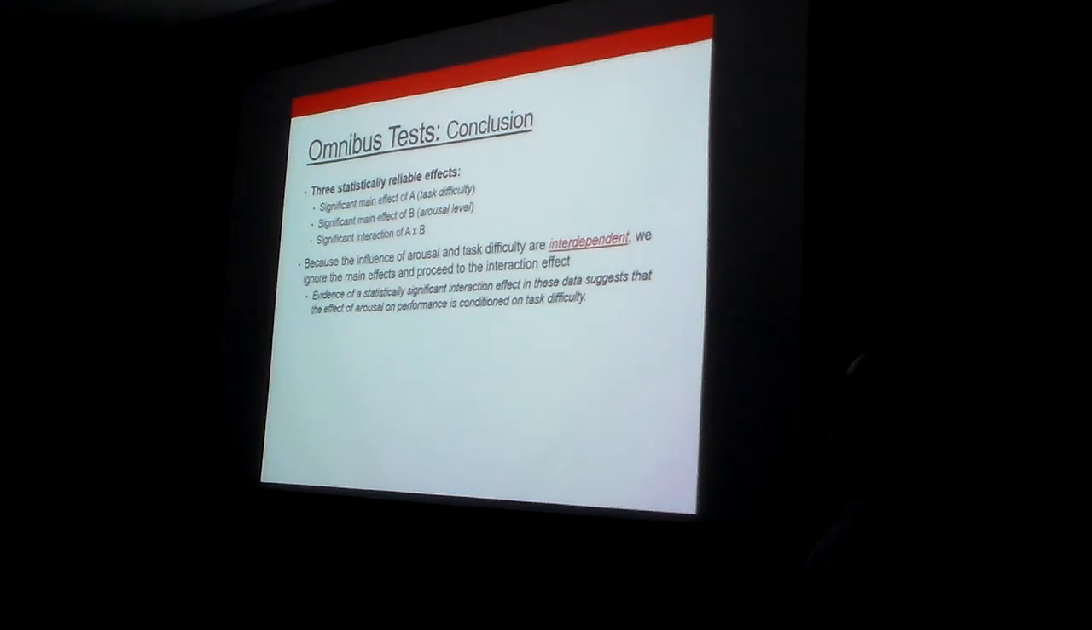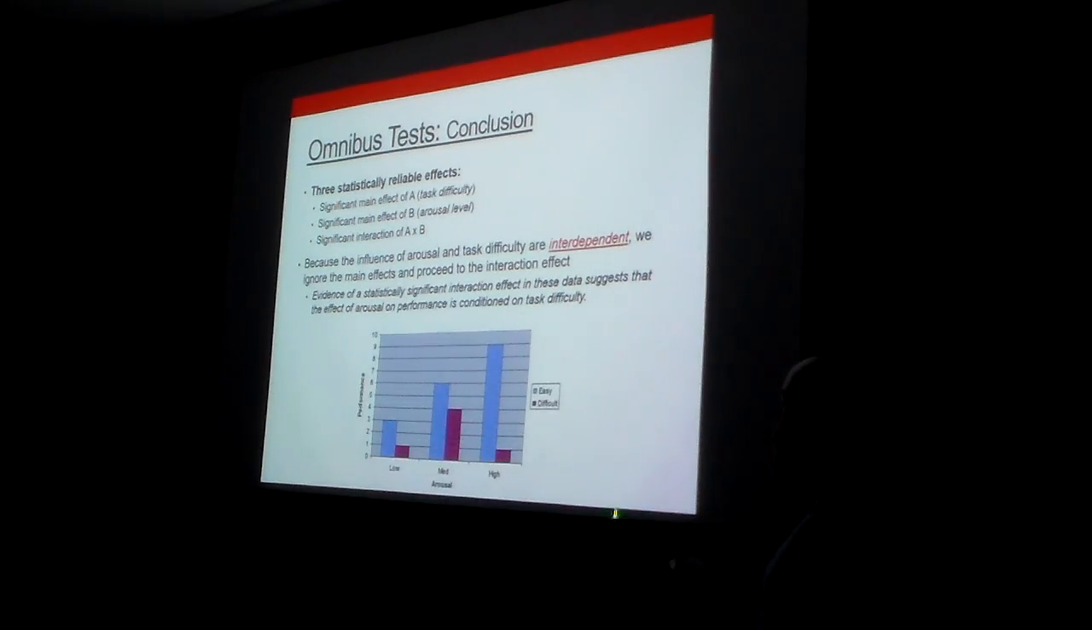If we want to put this into words, we could say: based on these data, we have evidence of a statistically significant interaction, which suggests that the effect of arousal on performance is conditioned on task difficulty, or is dependent on task difficulty. When you see conditioned, just think dependent. If we graph these out, it's pretty easy to see the nature of this interaction effect.